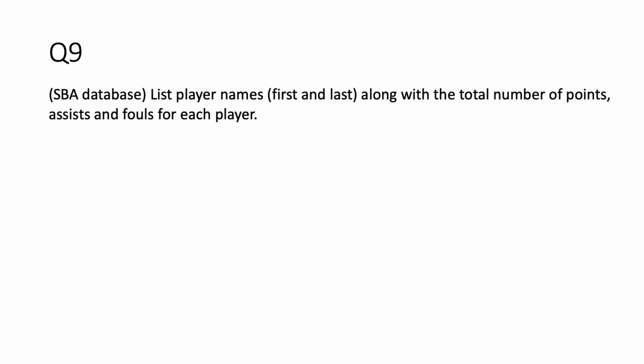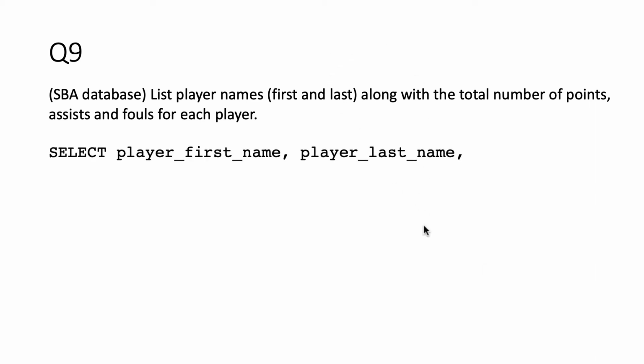This next one says list the player names, first and last, along with the total number of points, assists, and fouls for each player. This is fairly straightforward, because the player first name and last name are going to come from the players table, and points, assists, and fouls are coming from the participations table. All you have to do is join them. The only thing that this question illustrates is the fact that in a query you can have multiple aggregate functions.